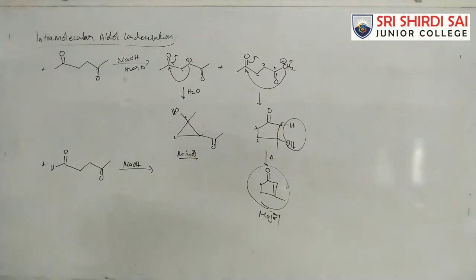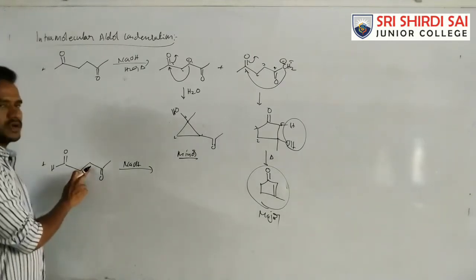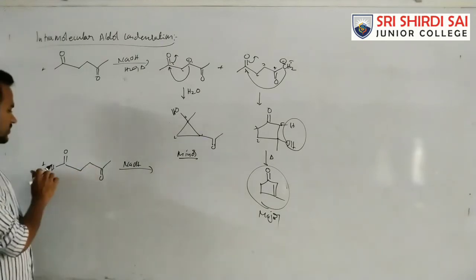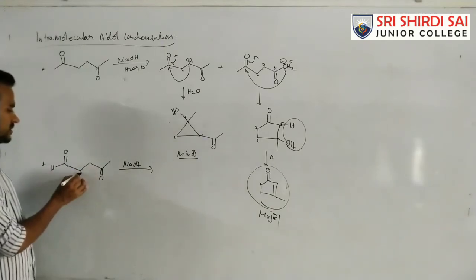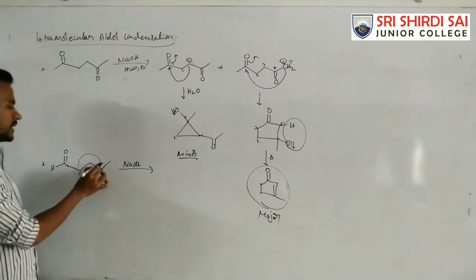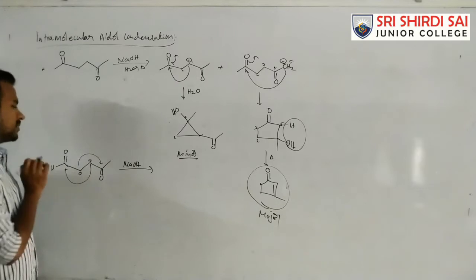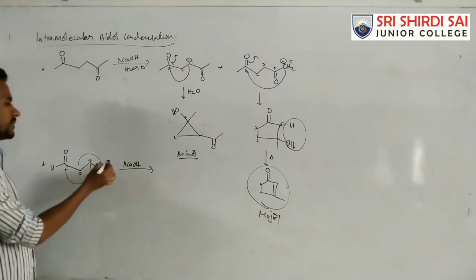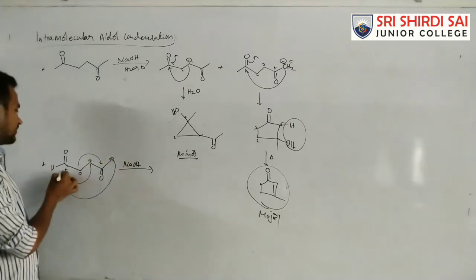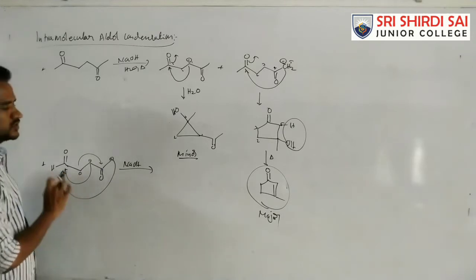Okay, what is the product of the reaction? So just here the carbanion is not generated. If the carbanion is generated from this carbon, you will get the 3-membered ring. If the carbanion is generated from this carbon, you will get the 3-membered ring again. If the carbanion is generated from this one, you will get the 5-membered ring. Okay, so write the product.